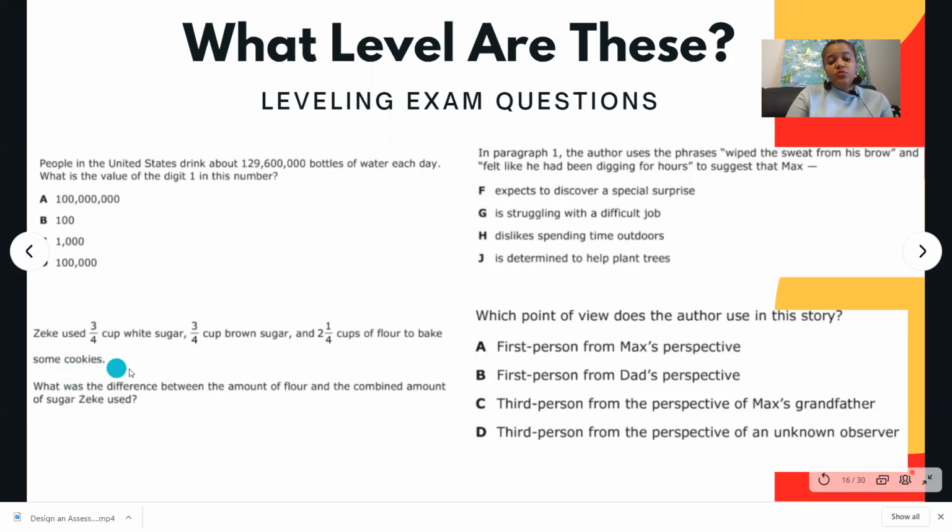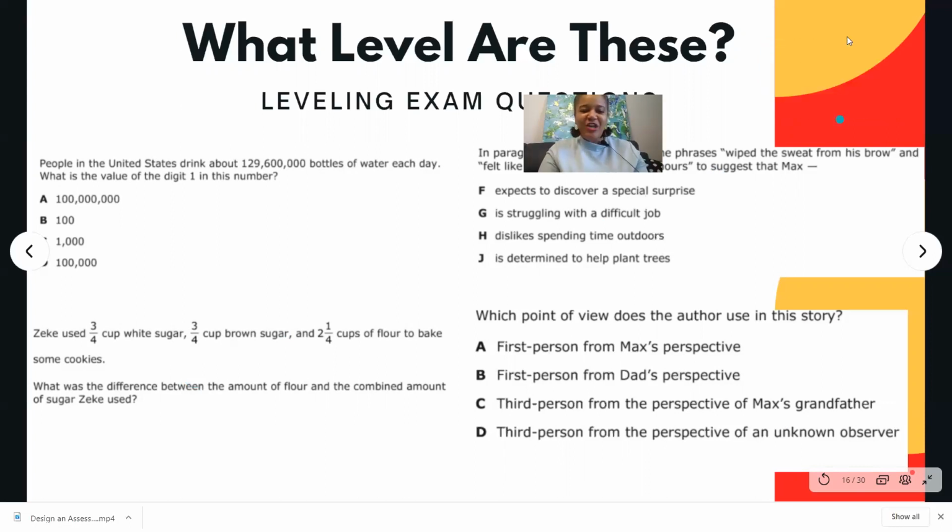But in this one, Zeke used 3/4 cup of white sugar, 3/4 cup of brown sugar, and 2 1/4 cup of flour to bake cookies. What was the difference between the amount of flour and the combined amount of sugar that Zeke used? That is a comparison, which means that we're going right into your analyzation rigor level, okay? So this is a level 1, this is a level 2. Now, let's do it again because I've been playing around with the math, I understand, no problem.